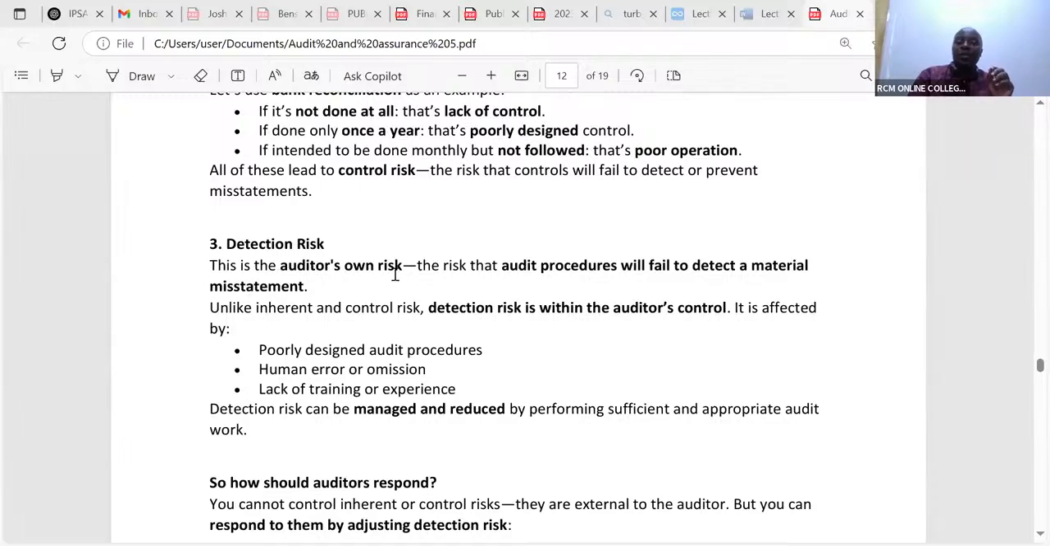This is the auditor's own risk, the risk that audit procedures will fail to detect a material misstatement. Unlike inherent and control risk, detection risk is within the auditor's control. It is affected by poorly designed audit procedures, human error or omission, lack of training or experience. Detection risk can be managed and reduced by performing sufficient and appropriate audit work.